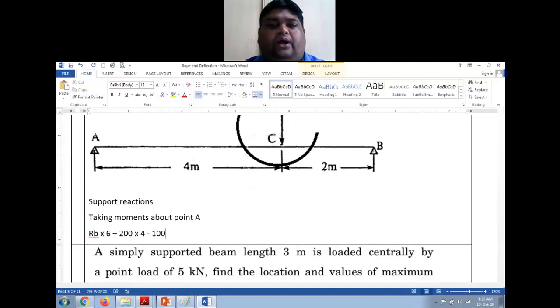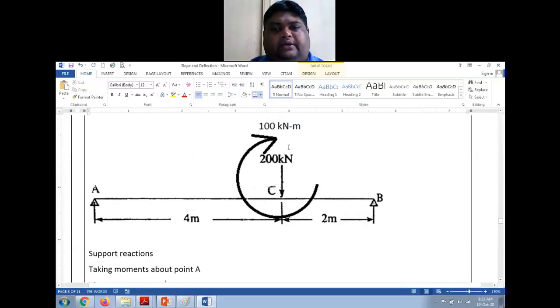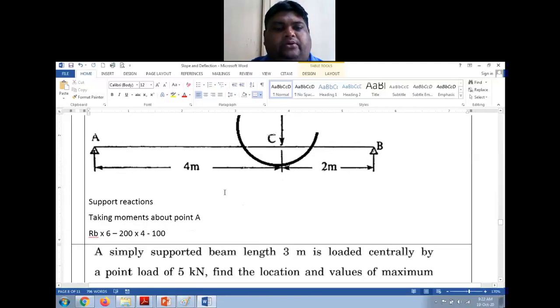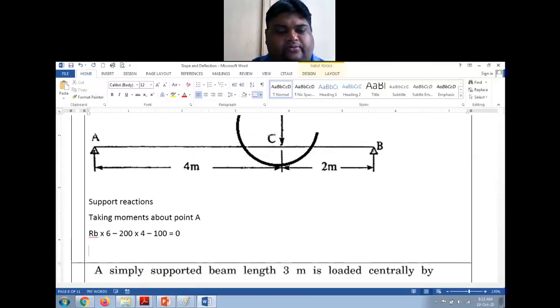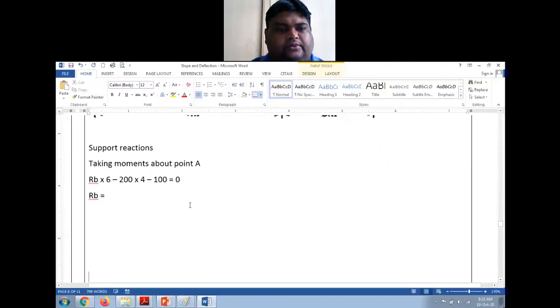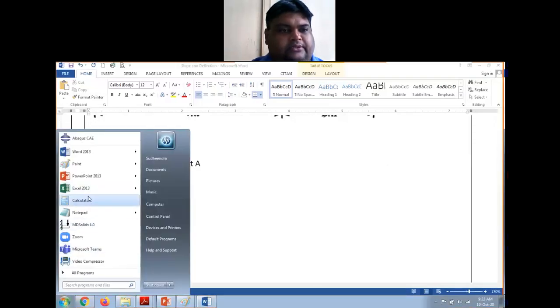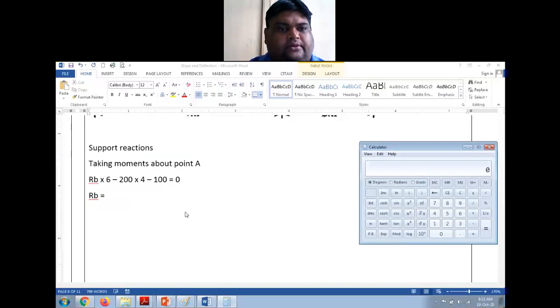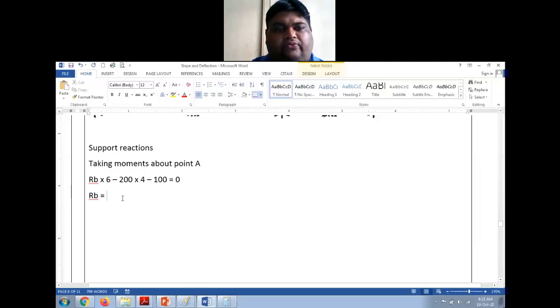So don't do 100 into 4, right? So this is a couple, there is already the unit is kilonewton meter. You cannot say kilonewton meter into meter. So this will be equal to 0. Now from this, RB is equal to, let me calculate this. So these two will come on the other side as positive. 200 into 4 plus 100 is 900 by 6. So that is 150 kilonewton.